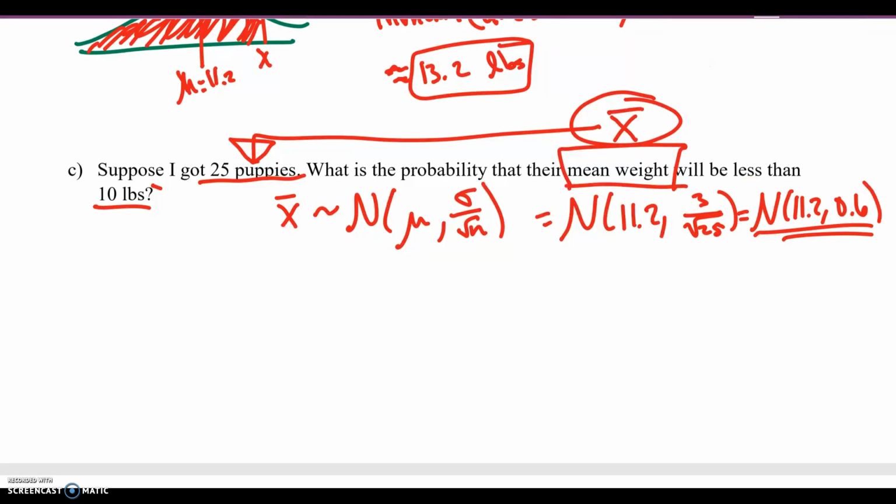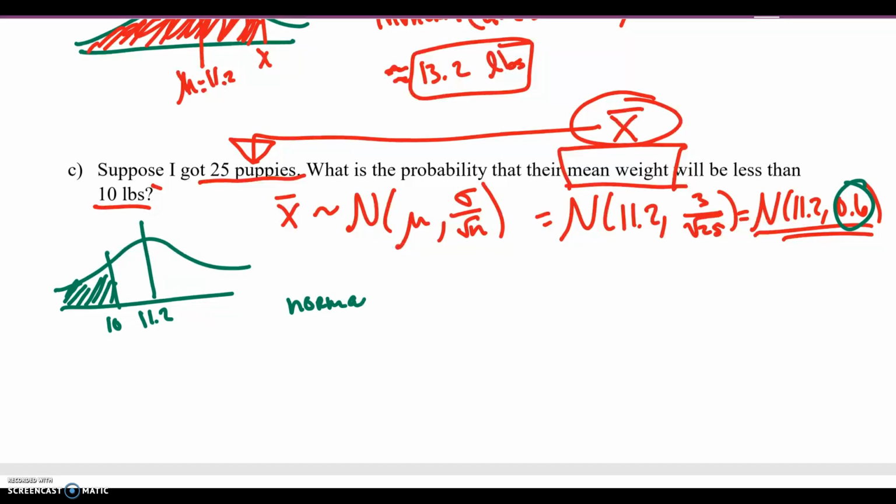Okay. So now what I'm going to do, I'm going to graph this. My mean now is 11.2. This is going to be my new sigma. We want to figure out the probability that the mean weight is less than 10. So I'm still going to use normal CDF. My lower bound is still negative 1 million or whatever, all the way to 10. My mean is 11.2, and my sigma is now going to change to 0.6. So this is going to be the only thing that changes.